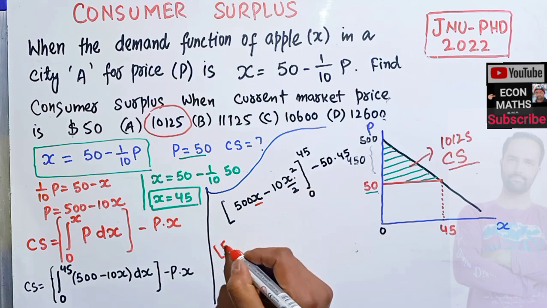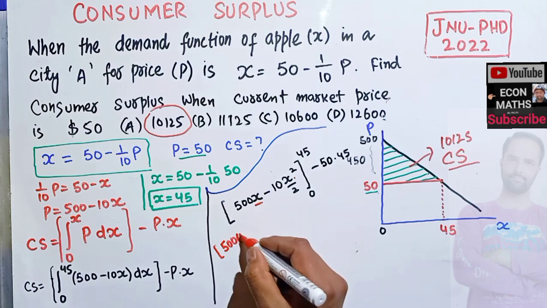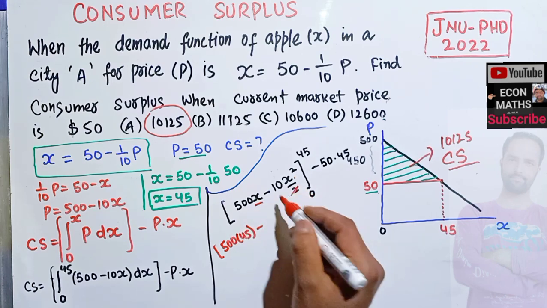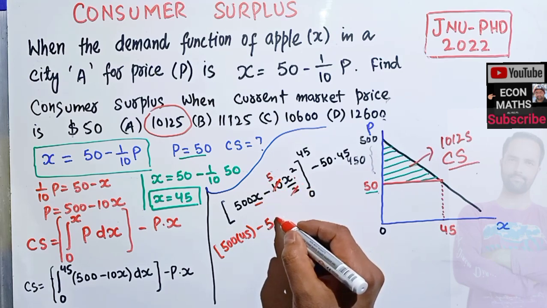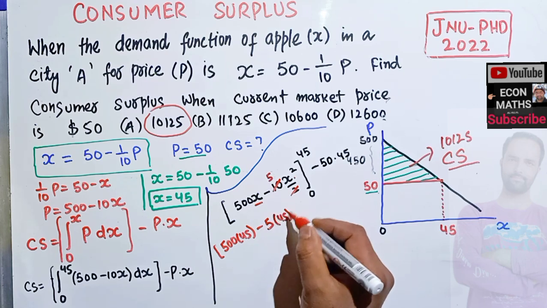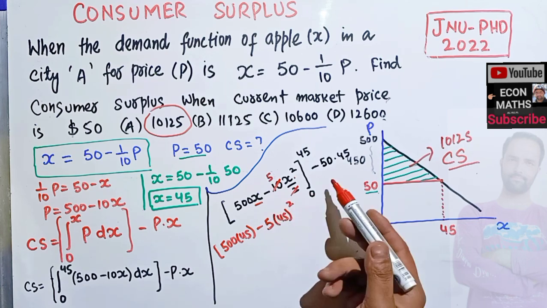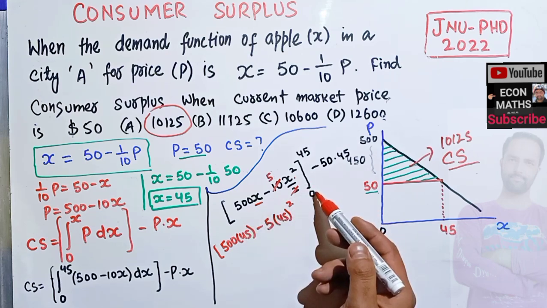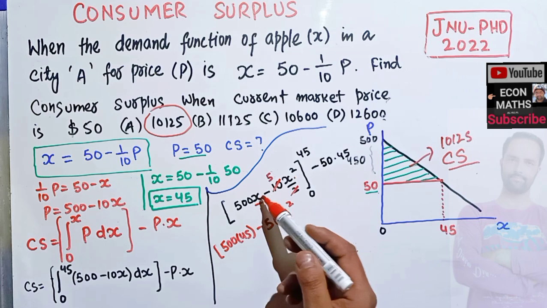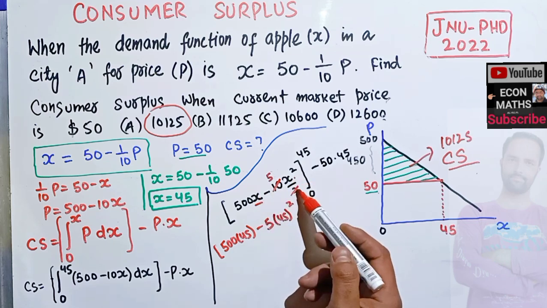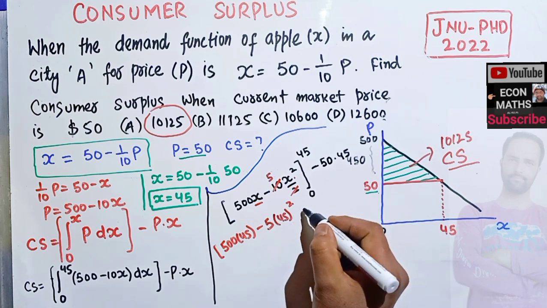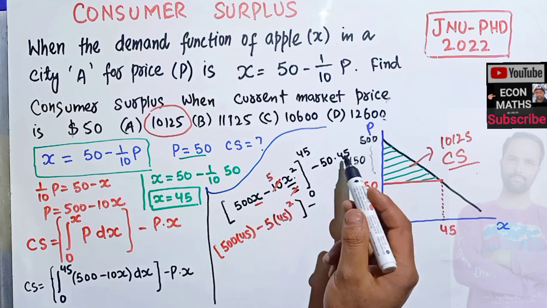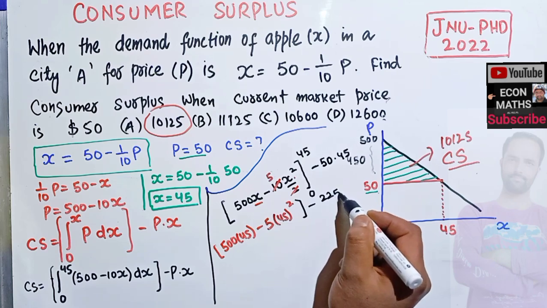So we will have 500, in place of x we have 45, minus, 2 ones are 2, 5 twos are 10, so we are left with 5. x square means 45 square. Then we subtract and evaluate it at the lower limit. Since the lower limit is 0, 500 into 0 will be 0, and 10 into 0 square upon 2 will be 0 again, so we will not evaluate it at all because it will become 0. To this we subtract the total expenditure, 50 into 45, which will come out to be 2250.